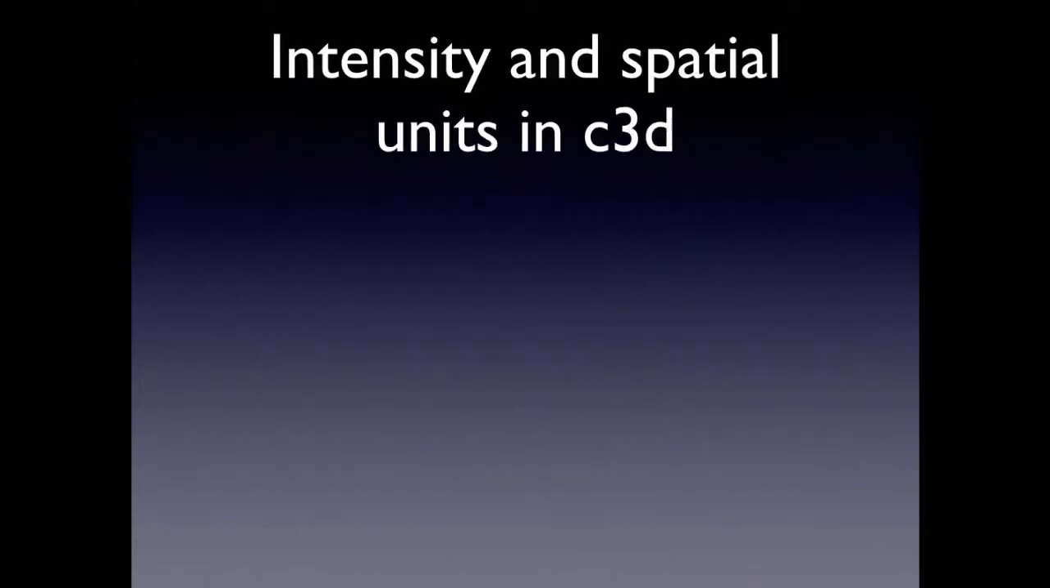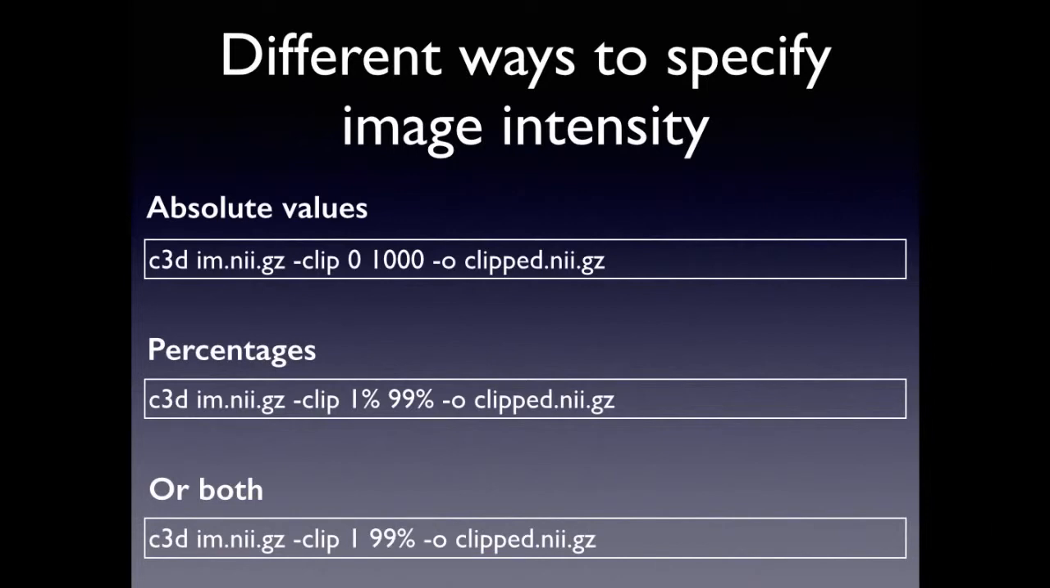All right. So in that exercise, there were different spatial units, which we'll talk about, and also intensity units, and different ways we can specify those in C3D in order to manipulate images in the way we like. So there's different ways we can specify image intensity, with absolute values, with percentages, or a mixture of both. So the -clip command basically says, set everything below some minimum to the minimum and everything above some maximum to the maximum. So in the top row, the clip says everything in the image will then be between 0 and 1,000. And that's just in absolute values.